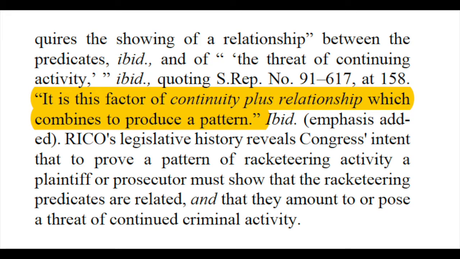So under H.J. Inc., what is the definition of a pattern? The definition of a pattern under H.J. Inc. is that a plaintiff must allege and prove 2 things. Number 1, that the acts of racketeering activity are related. And number 2, that the acts of racketeering activity are continuous. So what does relatedness mean?